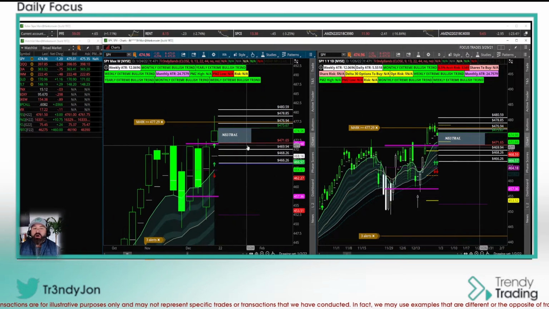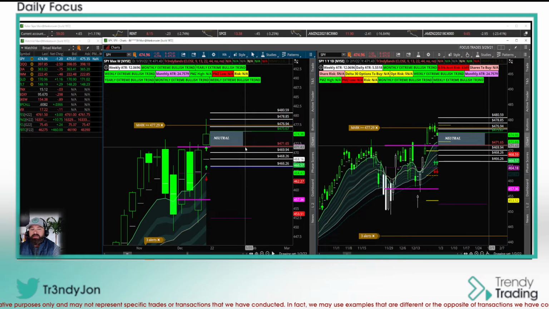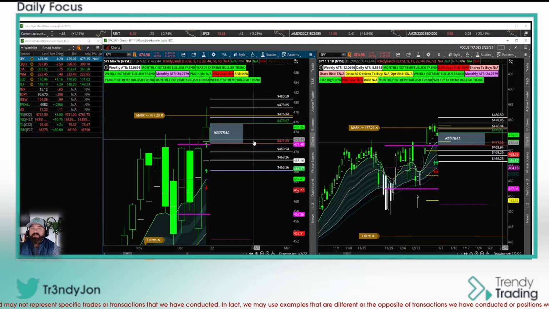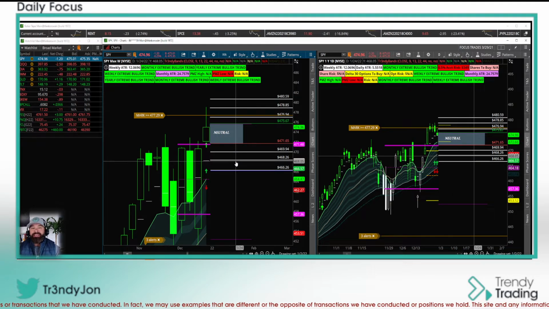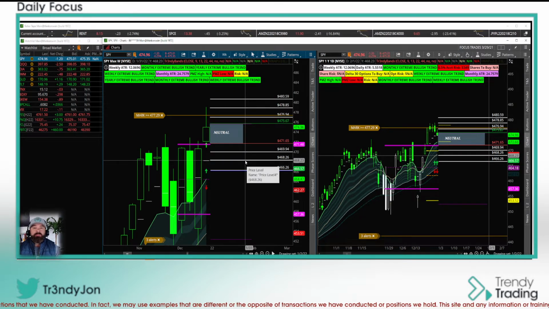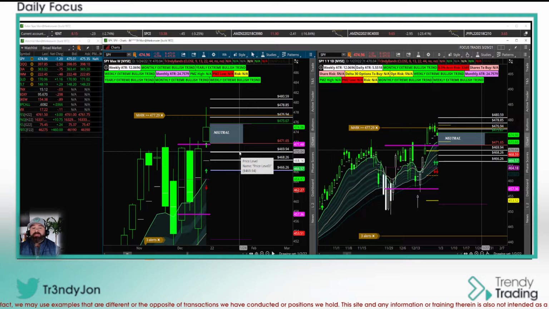So notice here on my lower neutral box, there's a red line here. Basically, this needs to hold. If it cannot hold, we could see price moving down into the 469, 68, 66 level before we find buyers. Any line to the downside is support until proven otherwise. We are in an extremely bullish trend, so I would expect these lines to go bid, meaning I would expect buyers to show up at those lines.